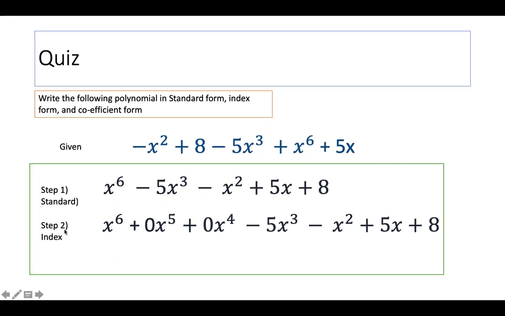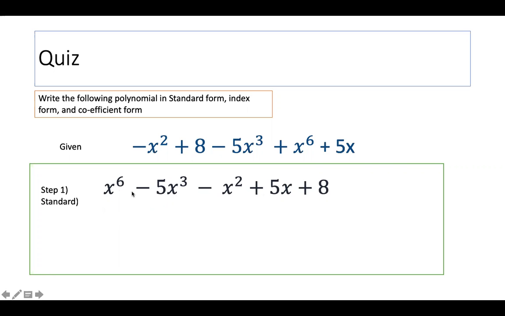In step 2, we are going to write the index form. In the standard form, you must have observed that after 6, 3 comes directly, right? There's a term with degree 6 and there's a term with degree 3, right? So the terms with degree 5 and 4 are missing, right? So we need to write them with 0. How will I write it? I will write it as plus 0 x raised to 4 plus 0 x raised to 5.